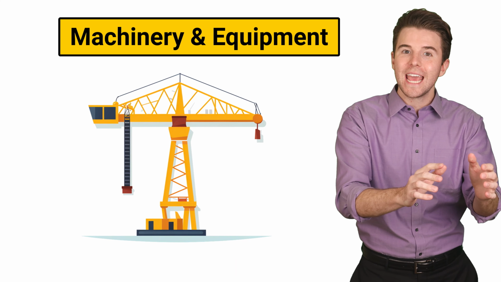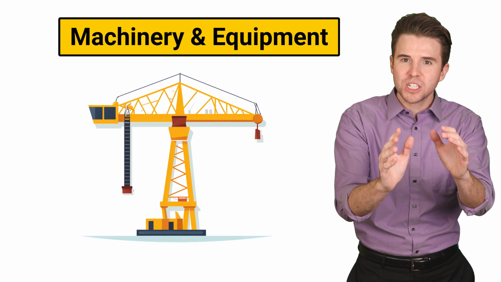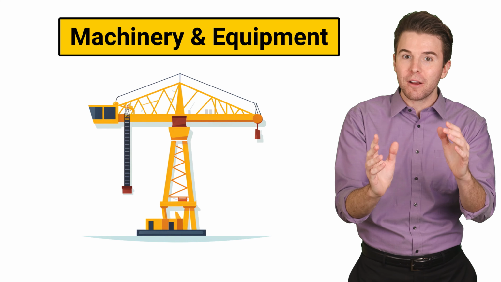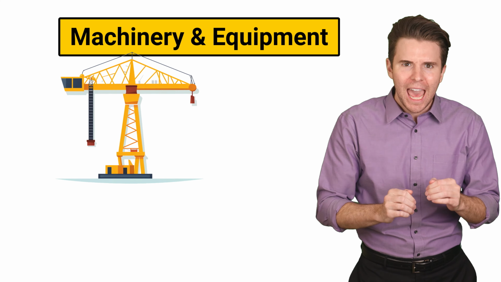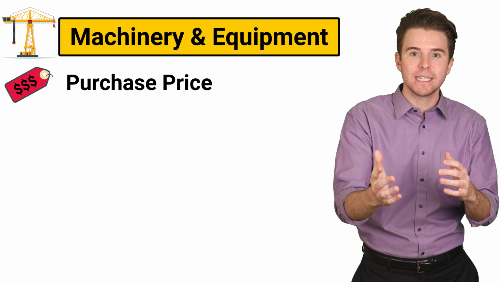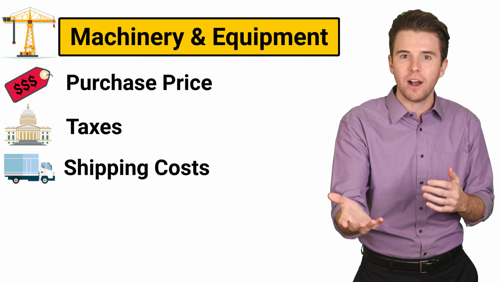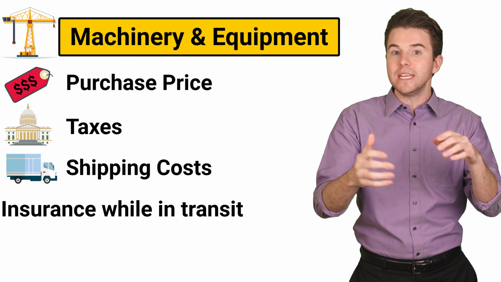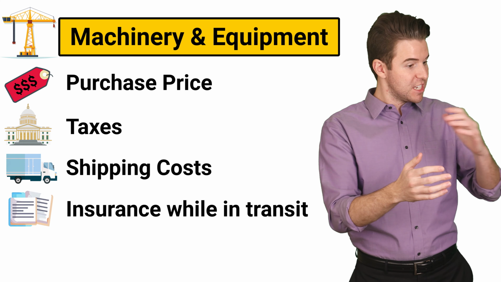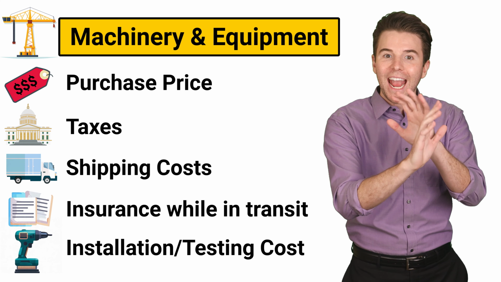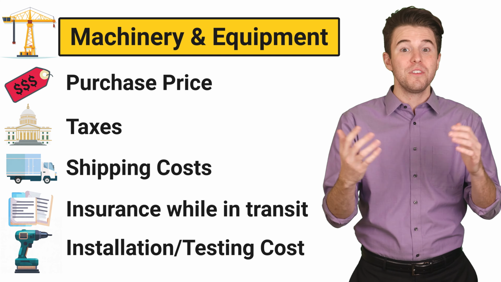Machinery and equipment include the cost to purchase the equipment and prepare it for its intended use. This can include the price of the equipment and any taxes or shipping costs. It can also include insurance while in transit and the installing, assembling, and initial testing of the equipment.